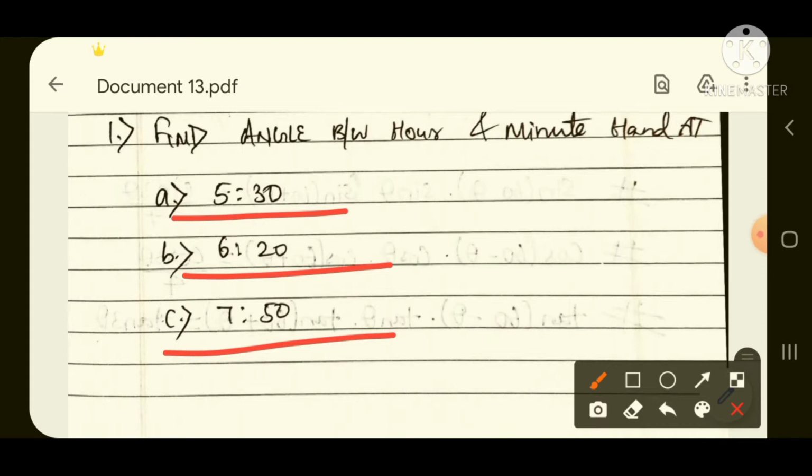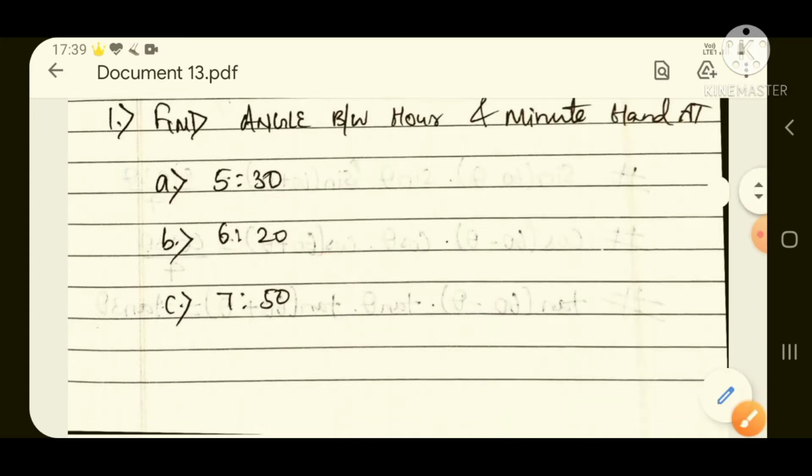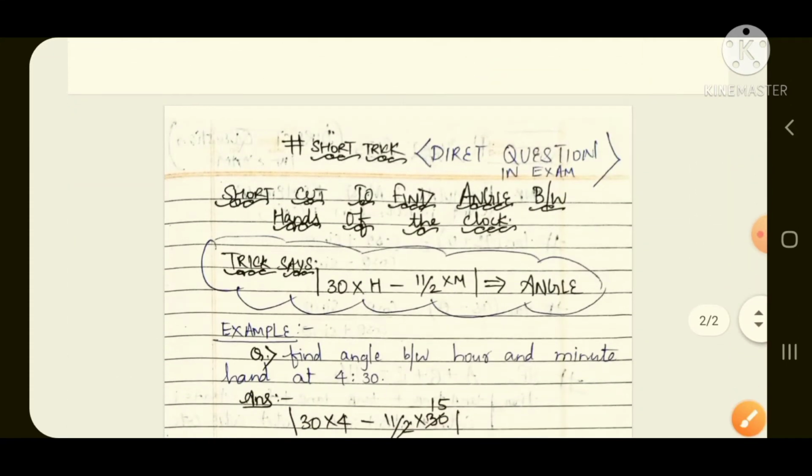And today I am going to tell you a shortcut through which you can find this angle within 2 to 3 seconds only. So keep listening to the video till the end. So friends, we are moving towards the shortcut which I am going to tell you.